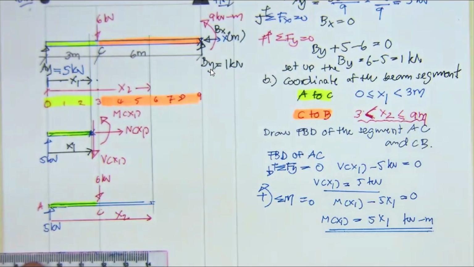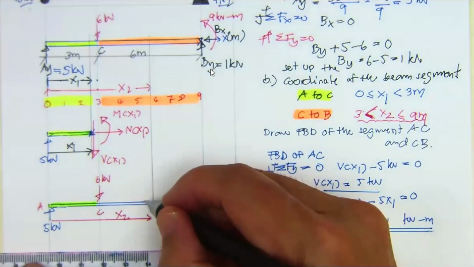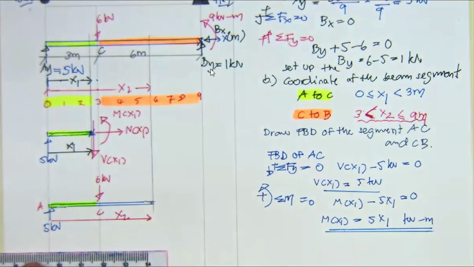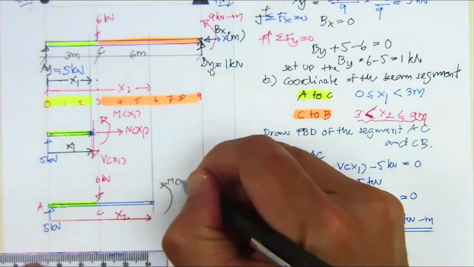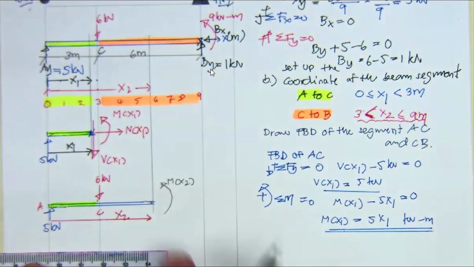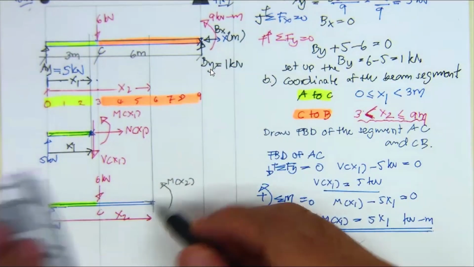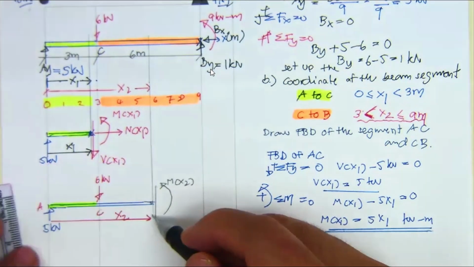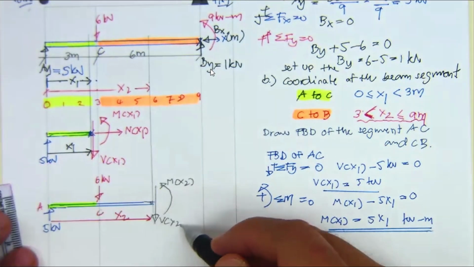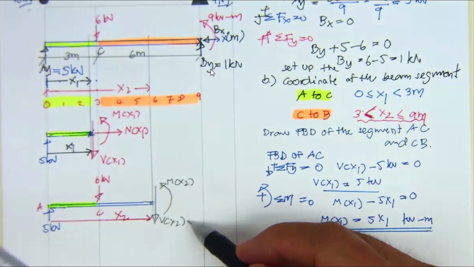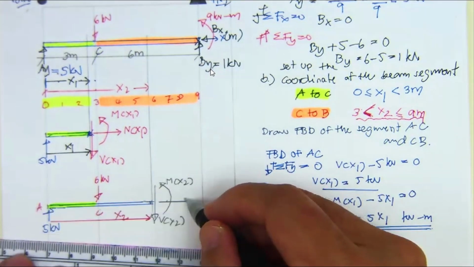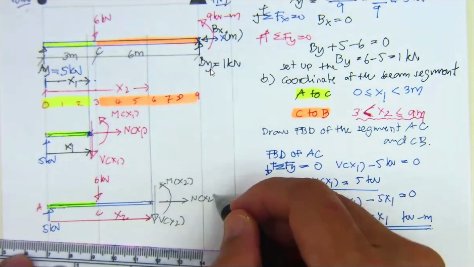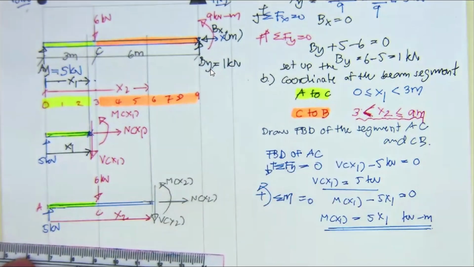Now, the member cannot be free like this one. It must be in equilibrium. To be in equilibrium, this one, M sub x2, prevents the rotation. And this one, V sub x2, prevents the vertical displacement. This one, N sub x2, prevents the horizontal movement.